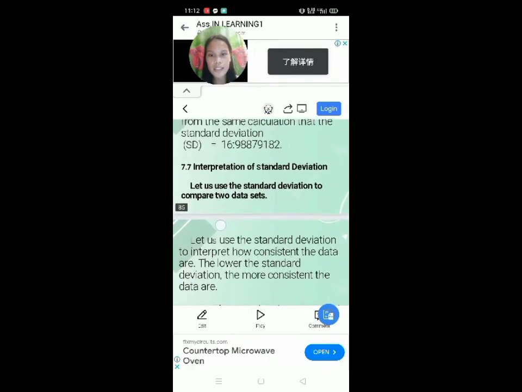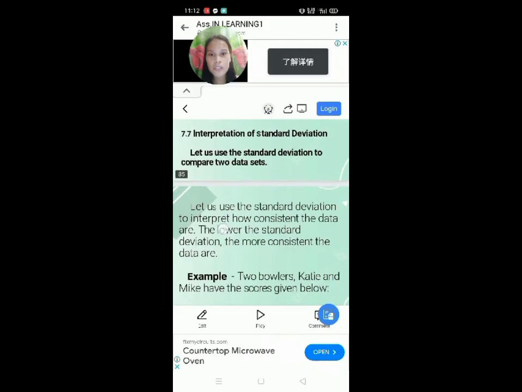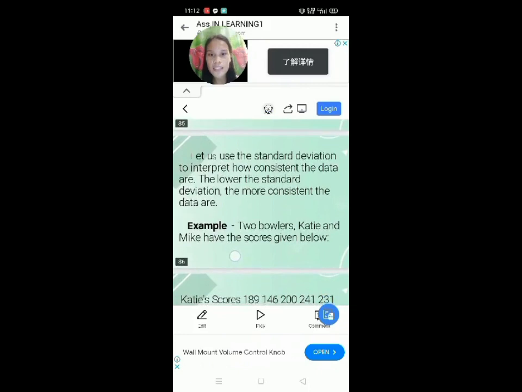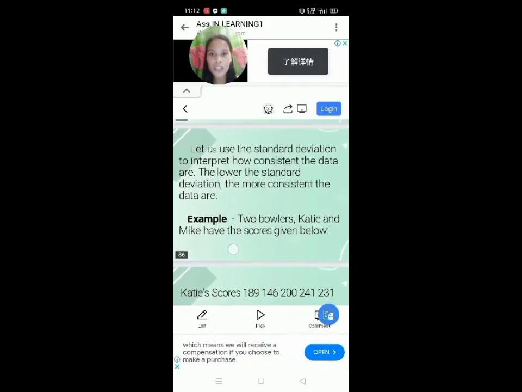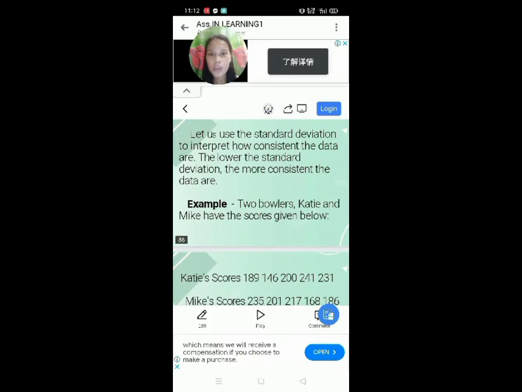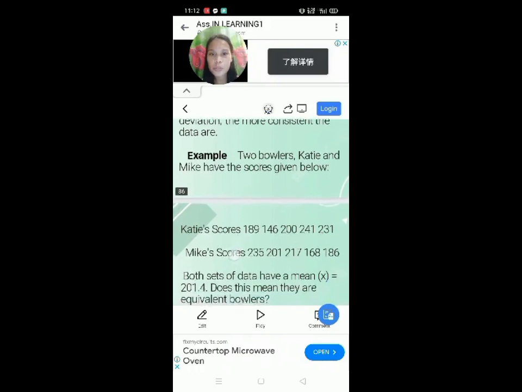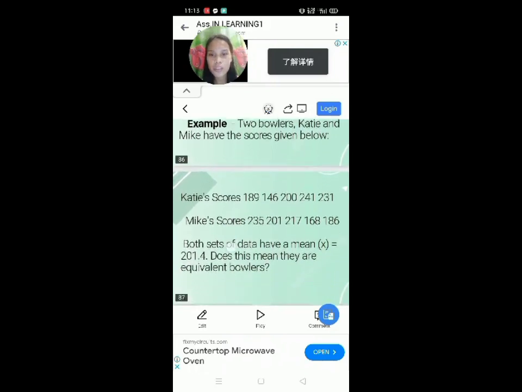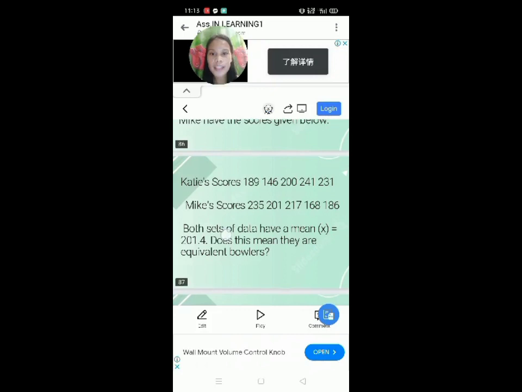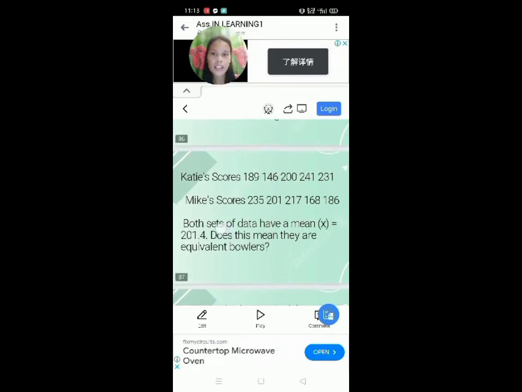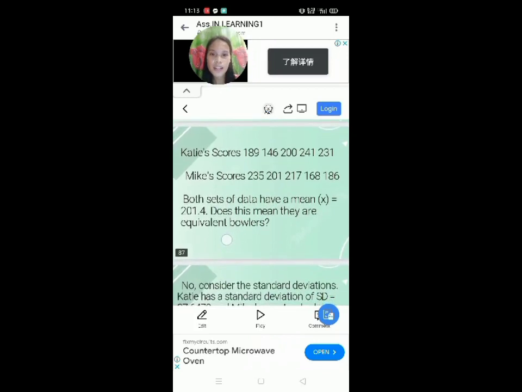Interpretation of standard deviation. Let us use the standard deviation to compare two data sets and to interpret how consistent the data are. The lower the standard deviation, the more consistent the data are. Two bowlers, Kitty and Mike, have the scores given below. Kitty's scores and Mike's scores total 1007. Both sets of data have mean x̄ = 201.4.